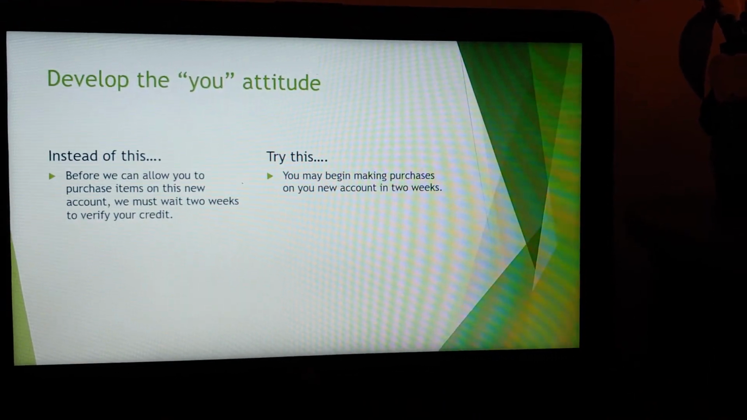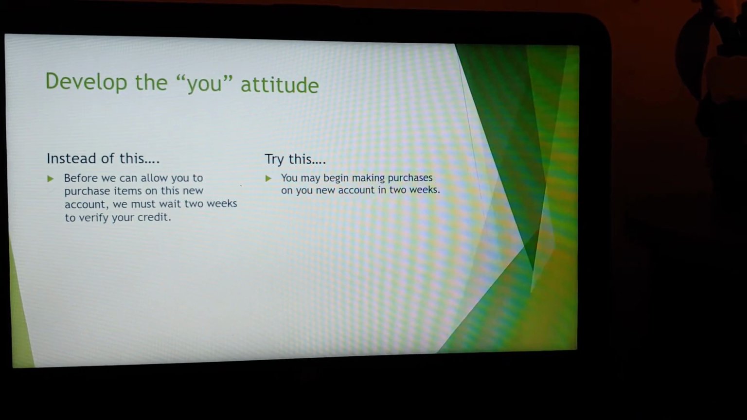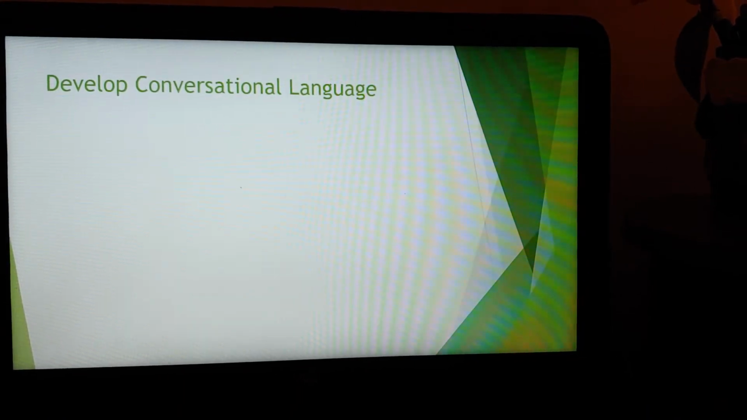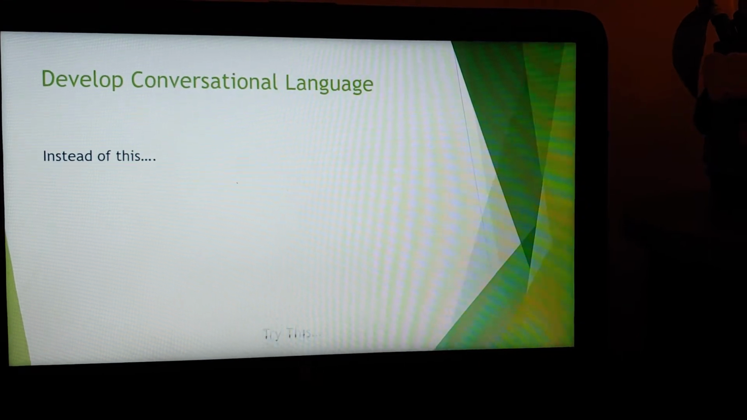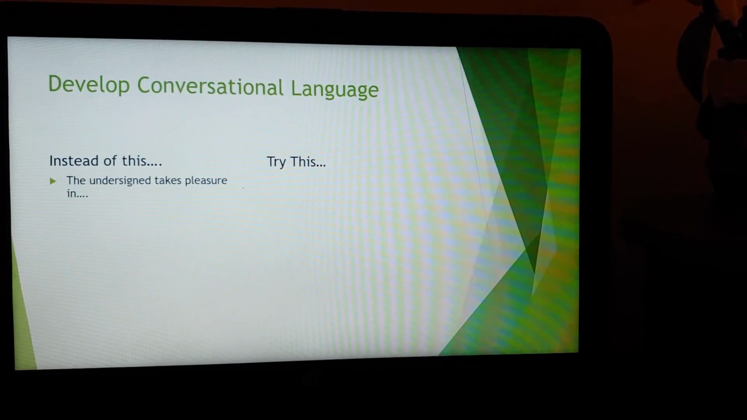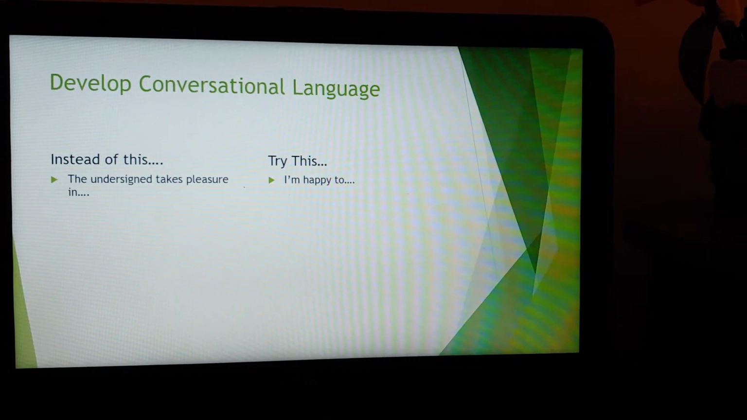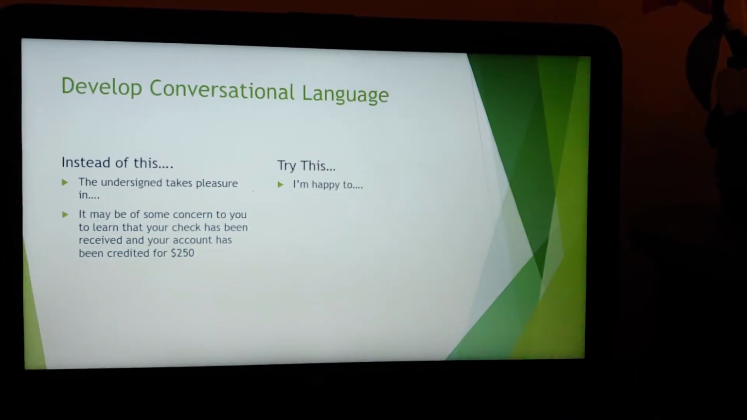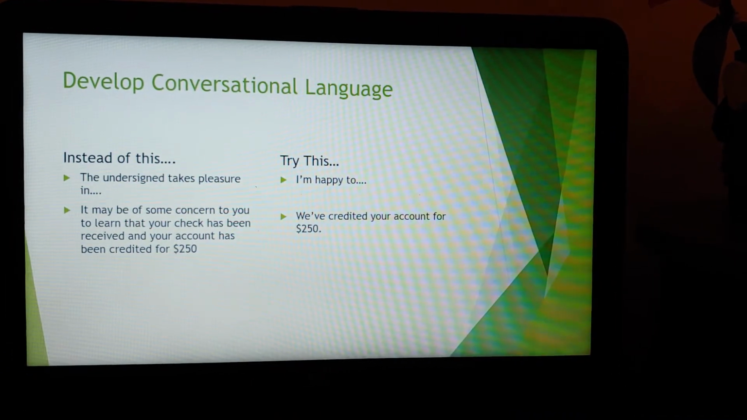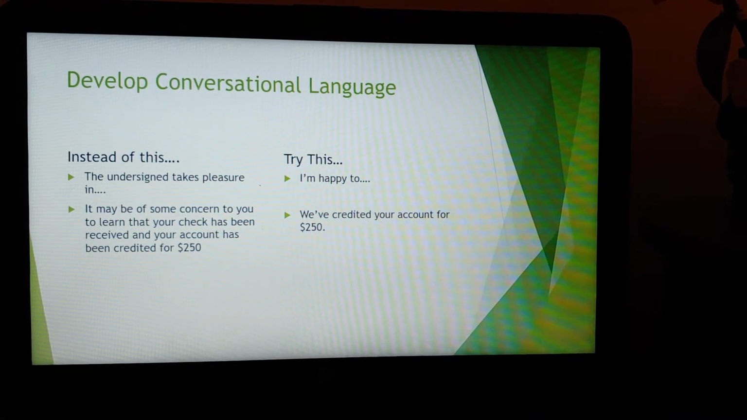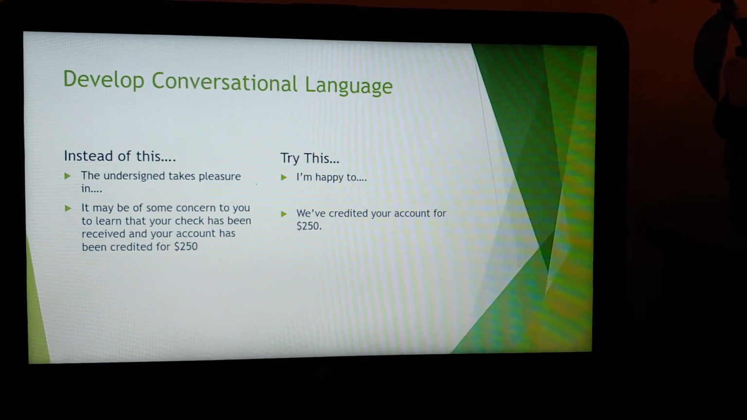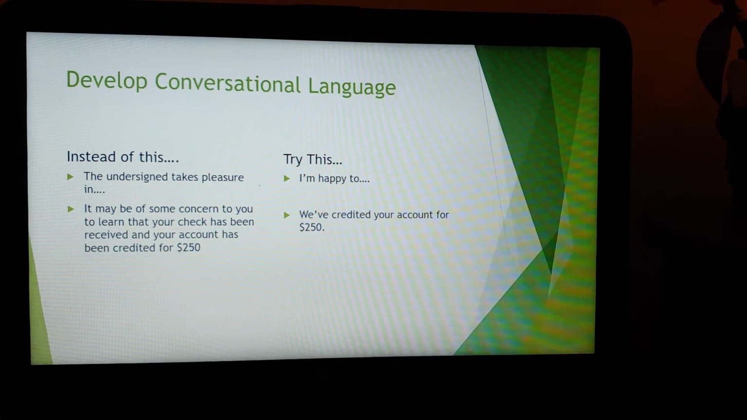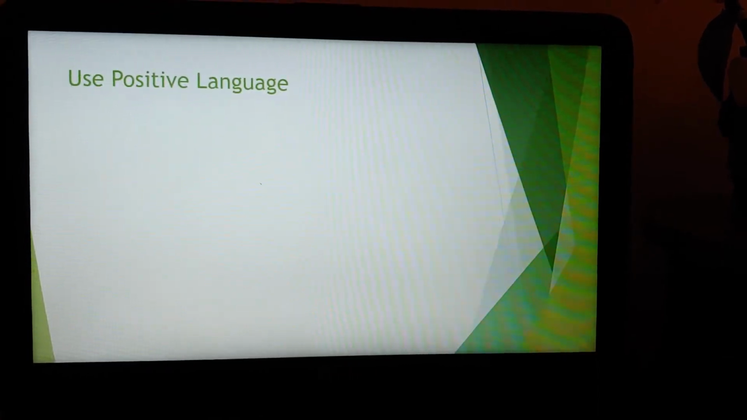Tell the reader what you can do. Use conversational language. Instead of trying to use big fancy words like the undersigned takes pleasure in, just say, I'm happy to. There's another example. The left side is very wordy. The revised version: we've credited your account for $250.